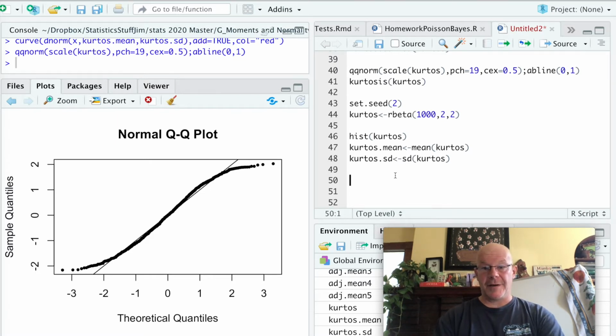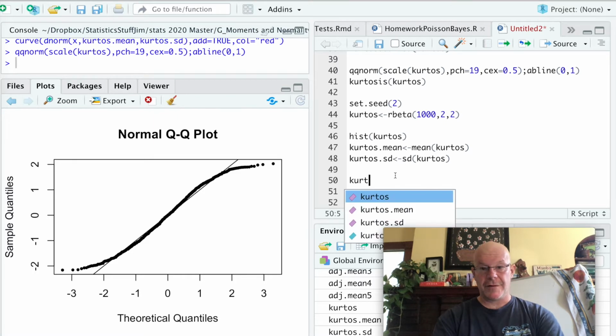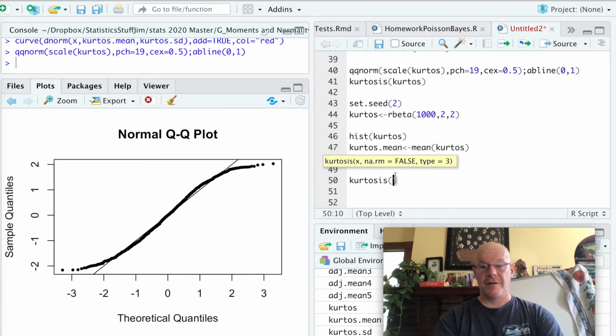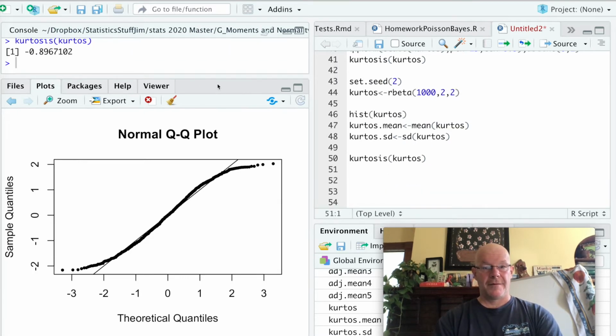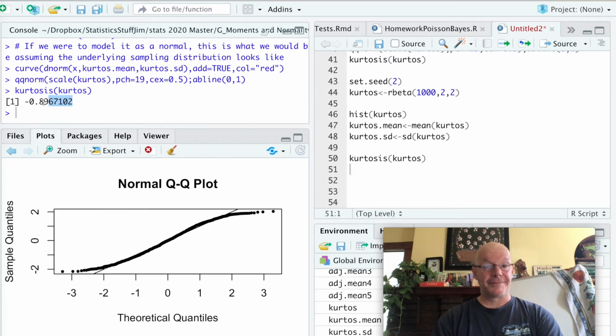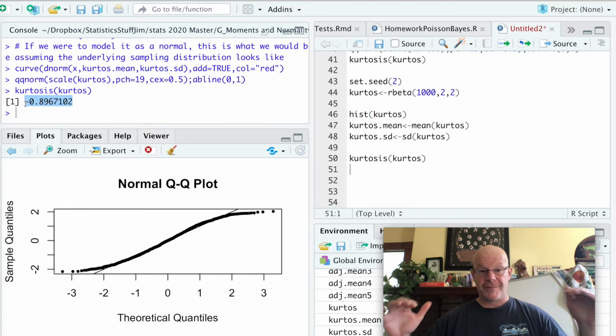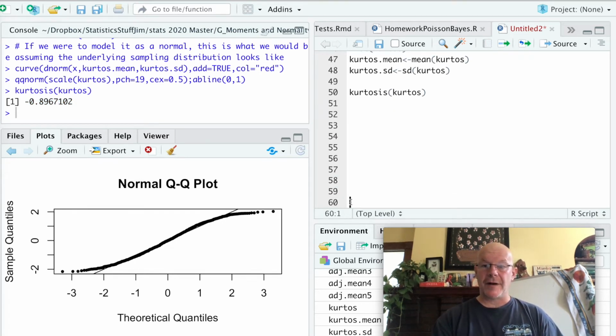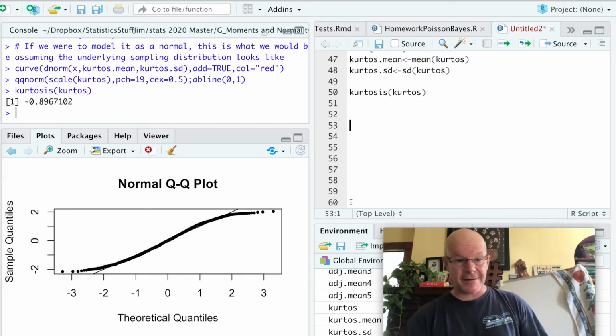And we could go ahead and use that kurtosis function, and let's give it our new sample. And now it's a negative value, okay? Again, if the data were not kurtotic at all, we would expect that answer to be 0. The fact that it's a negative value is telling us that our data are platykurtic, which means that there's too much on the tails at the extremes.